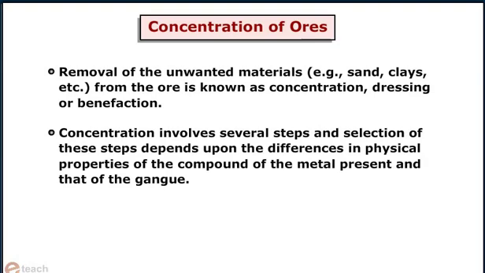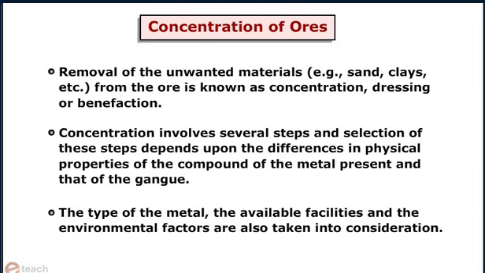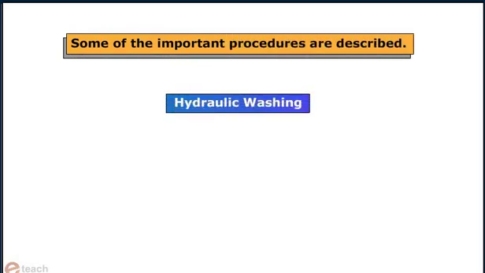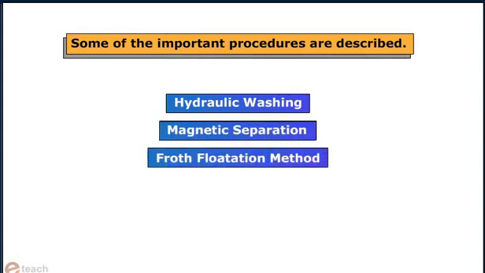Concentration involves several steps, and selection of these steps depends upon the differences in physical properties of the compound of the metal present and that of the gangue. The type of the metal, the available facilities, and the environmental factors are also taken into consideration. Some of the important procedures are described: hydraulic washing, magnetic separation, froth flotation method, leaching.